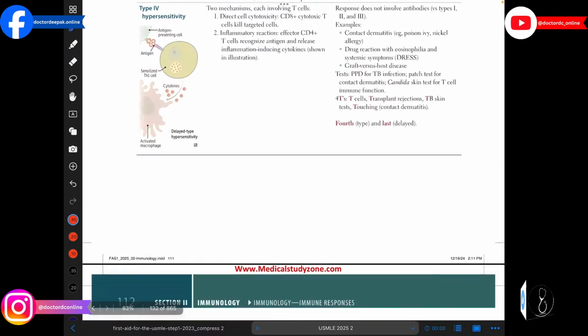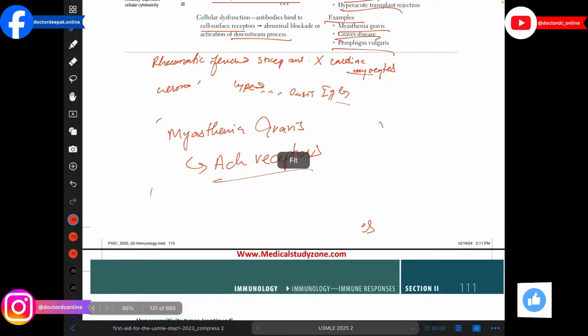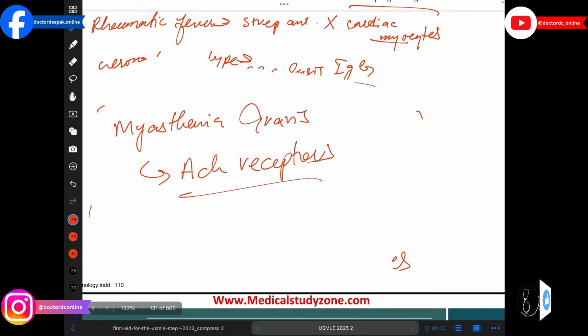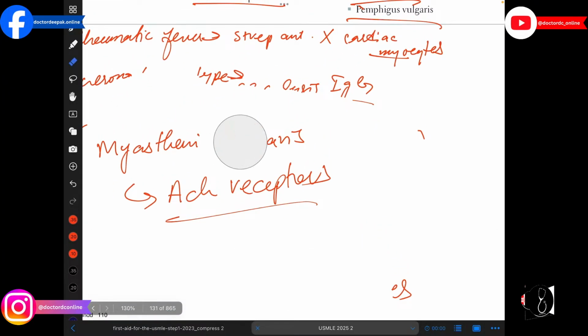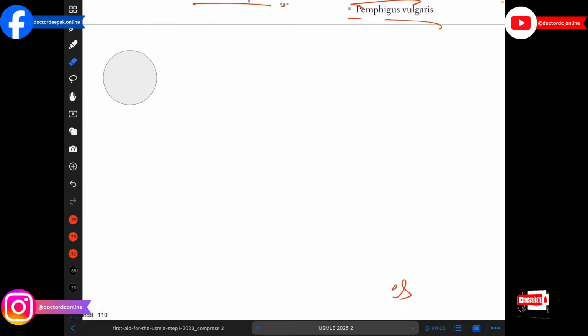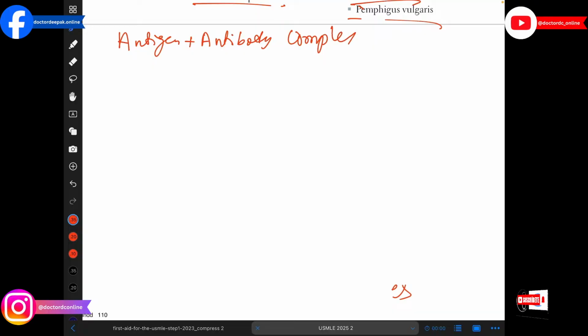We will talk about type 3 hypersensitivity reaction. They are antigen-antibody complexes. Antigen plus antibody complex will form and they will deposit in different structures and activate the complement system, and that causes cell destruction.